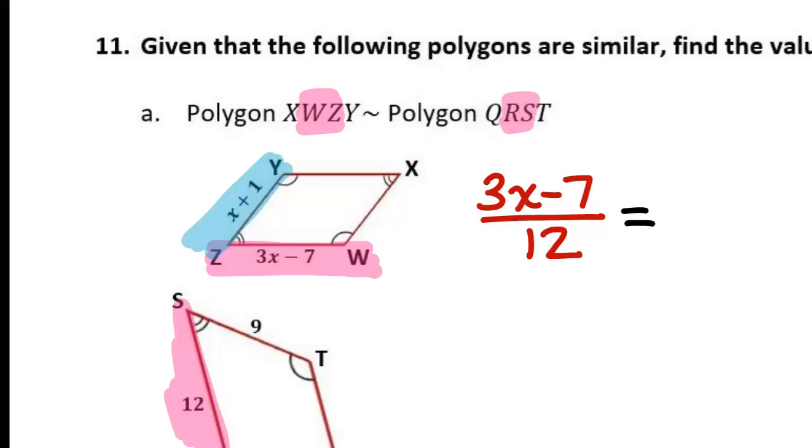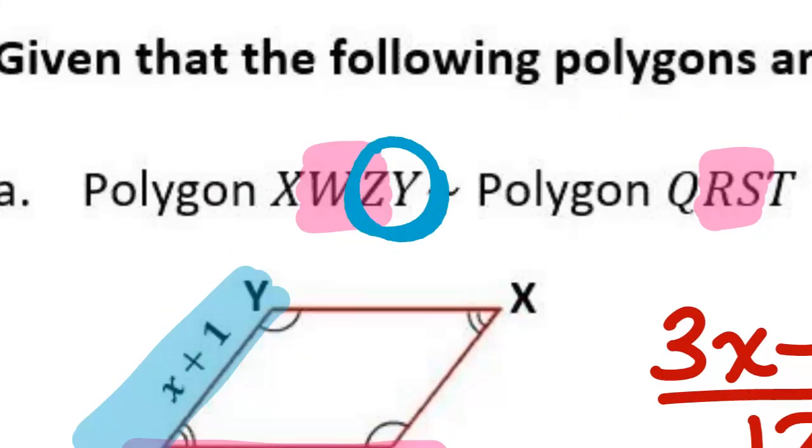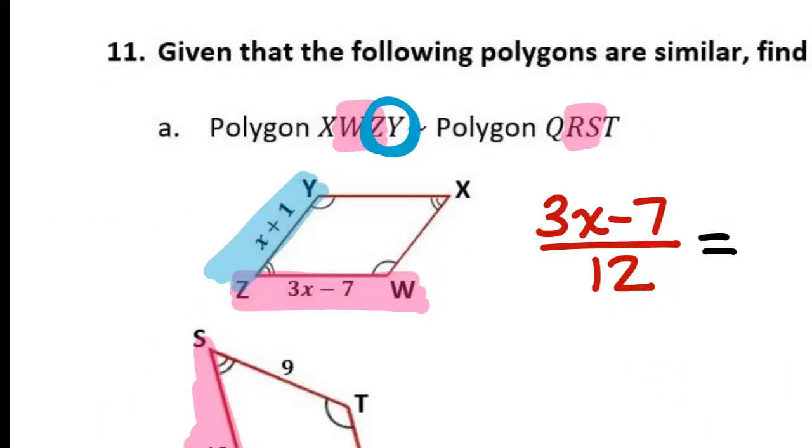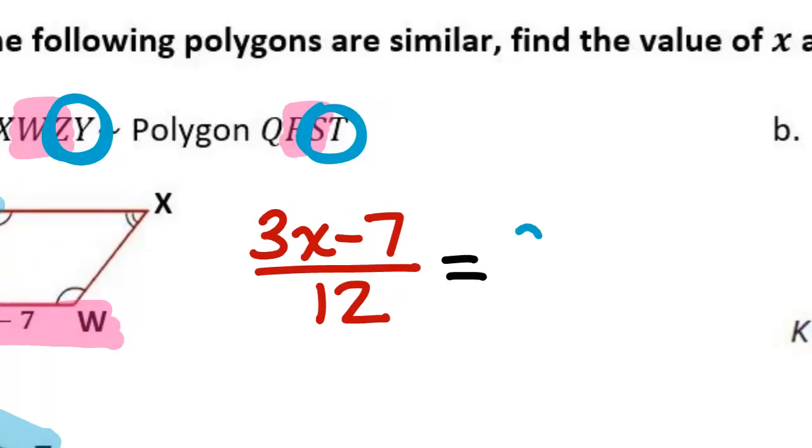and now I need the other one, ZY. ZY is the last 2 letters. What would that correspond to on the other one? ST. Last two letters. So here's ST. So my other fraction is going to be x plus 1 over 9.